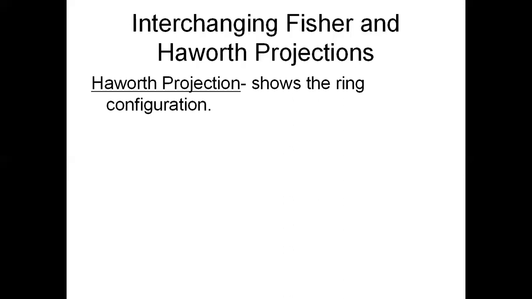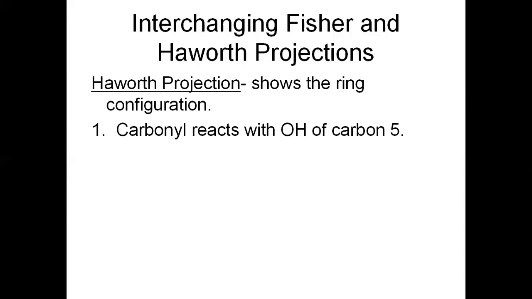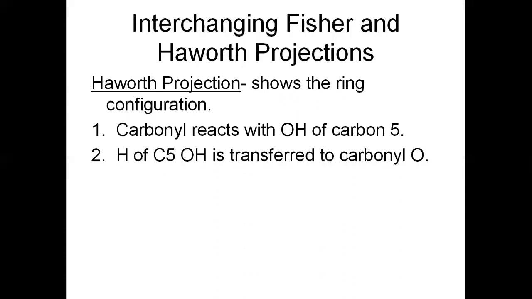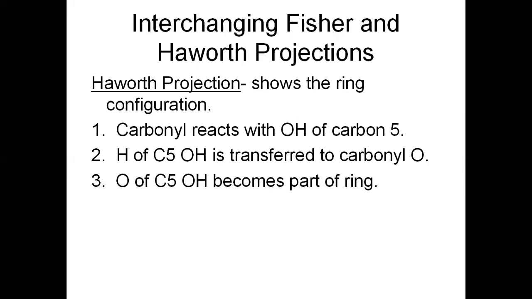The ring forms because the carbon of the aldehyde group reacts with the lone pair of electrons on the carbon 5 OH group. The hydrogen of the OH group is transferred to the carbonyl oxygen to form a new OH group. The carbonyl oxygen becomes part of the ring, and because the carbonyl can be pointing up or down when the ring closes, it is possible to form alpha and beta anomers.